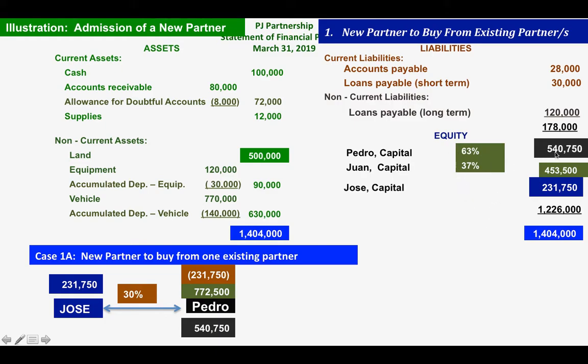Okay, so 540,750 over 1,226,000, that will give you 44.10%. 453,500 over 1,226,000 will give you still the same at 37%. And 231,750 over 1,226,000 will give you 18.9%. So this is now the new profit and loss ratio. Okay, let us move on.